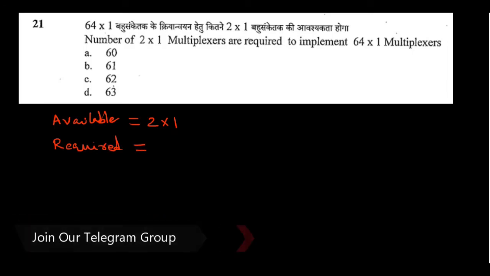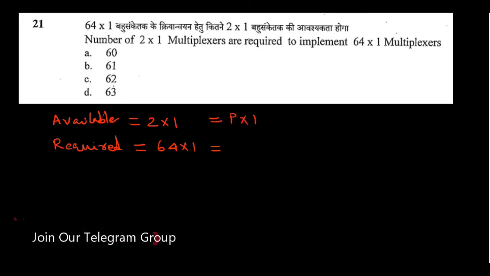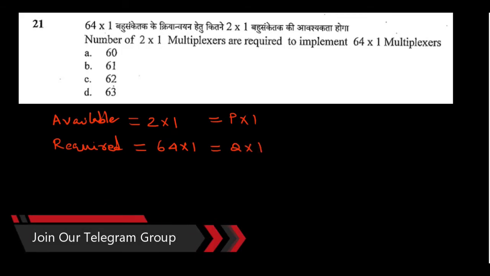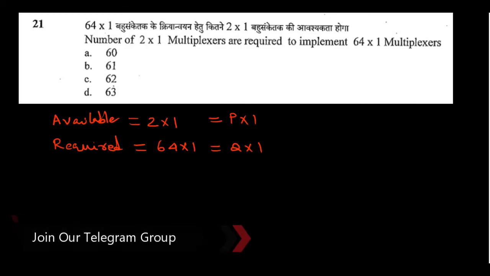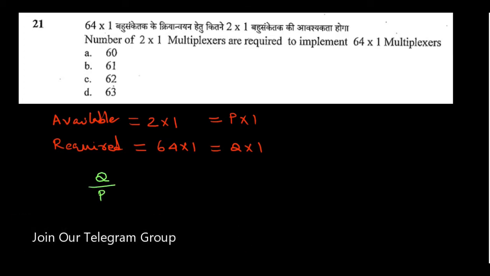What is required, guys? What we need? What we require is 64 cross 1. So this is P cross 1 and this is Q cross 1. I am just writing it. Now what you do? We will start dividing it. This 64, whatever is there, this Q, the Q we will start dividing by P. Okay. Q divided by P we are going to do.